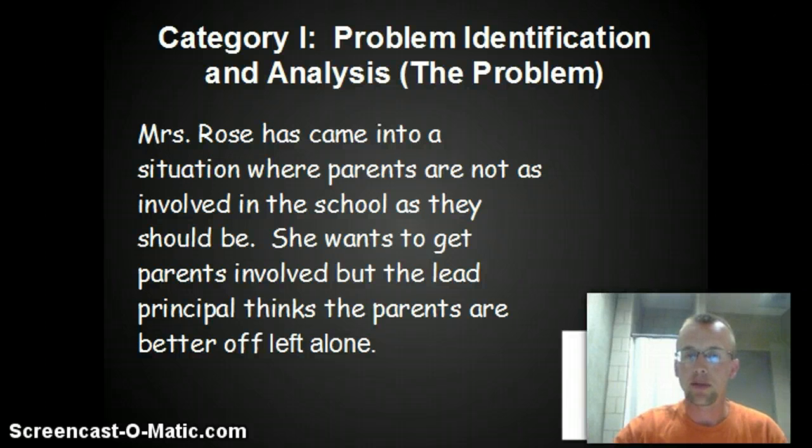So basically the problem I think we have in this case study is Mrs. Rose has come into a situation where the parents are not involved in the school as they should be. She wants to get the parents involved, but the lead principal thinks that the parents are better off left alone.